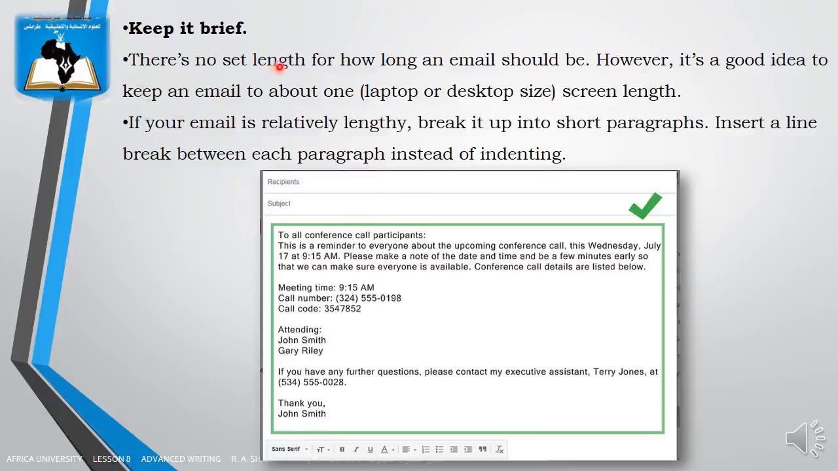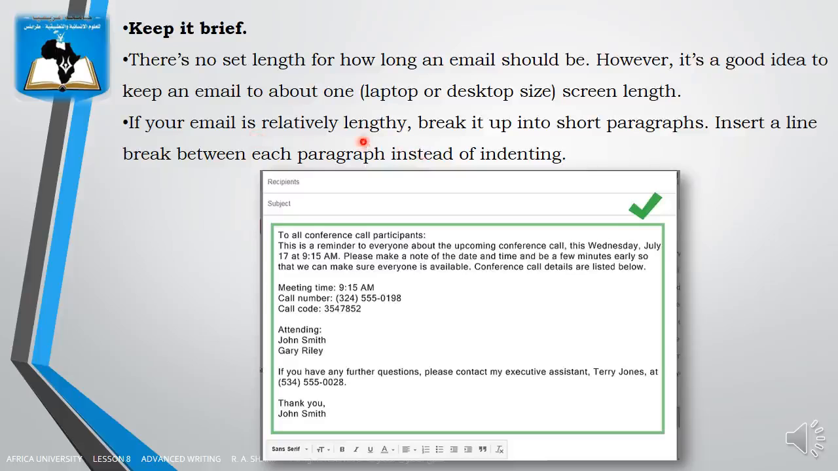Keep it brief. There is no set length for how long an email should be. However, it's a good idea to keep an email to about one laptop or desktop screen length. So it's good to write an email which you can read on a full laptop screen, okay? That means in a full page. You don't need to scroll the page to read the other part of the email on a second page, okay? So it's good to keep the email in one page.